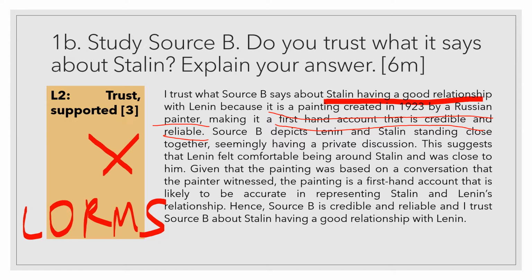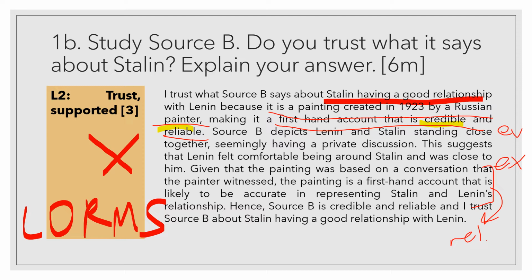Okay, say that it is credible and reliable. Now then I continue on by talking about the evidence and the explanation. Over here you see my evidence. Okay, this is my evidence, and this suggests that Lenin felt comfortable. This is how I explain it. So this part over here is actually my explanation of the reliability, why I think that it's reliable.